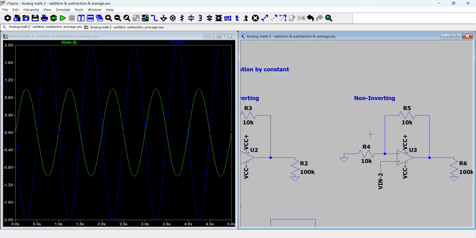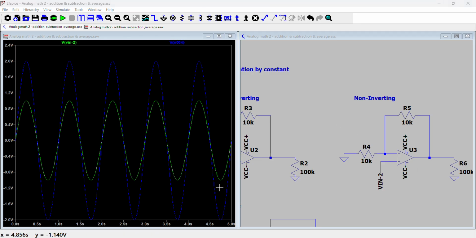And the gain, mathematically, comes out to be 1 plus this R5 over R4. So in this case, it's 1 plus 10K divided by 10K. So that's 1 plus 1 equals 2. So in this case, the gain is 2, and it's not inverted. So let's have a look at that. As you can see here, the input is just doubled, and it's not inverted in phase, it's in phase.